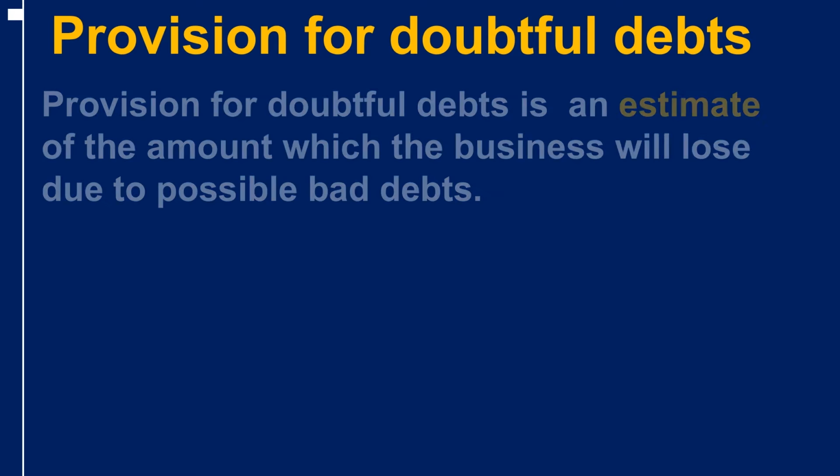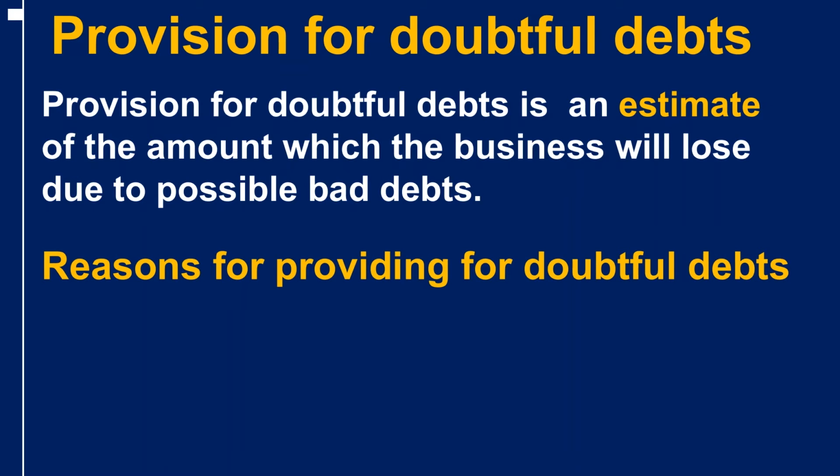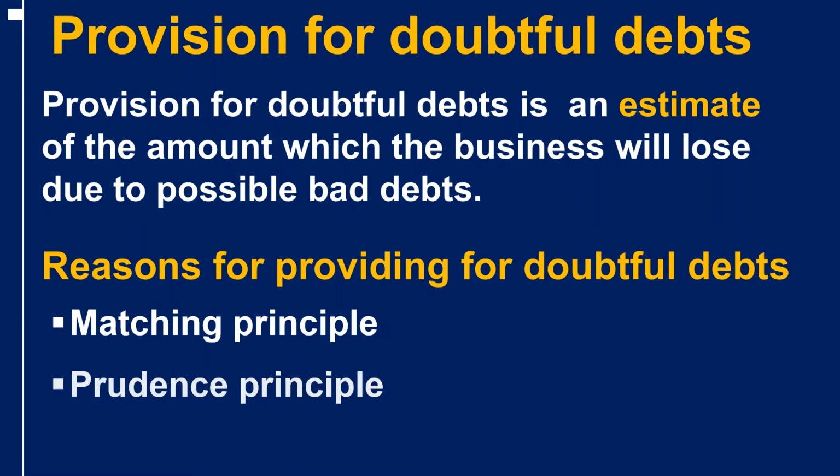The term provision for doubtful debts can be described as an estimate of the amount which the business will lose due to possible bad debts. The business is expected to provide for doubtful debts because of the matching principle as well as the prudence concept.